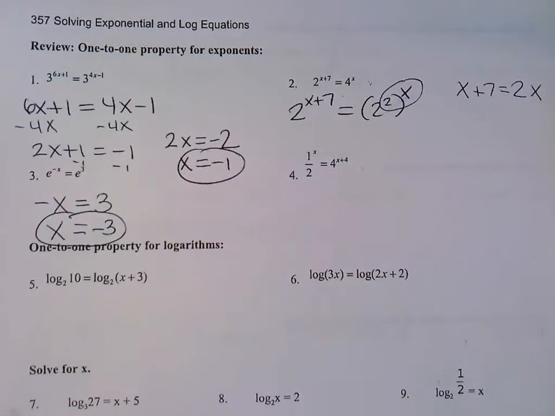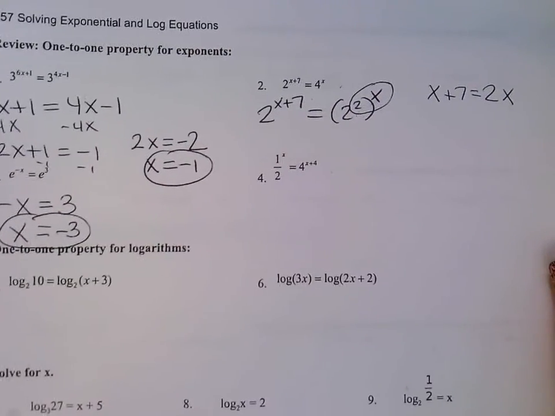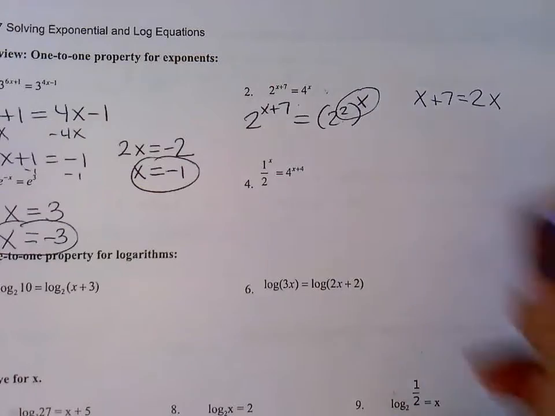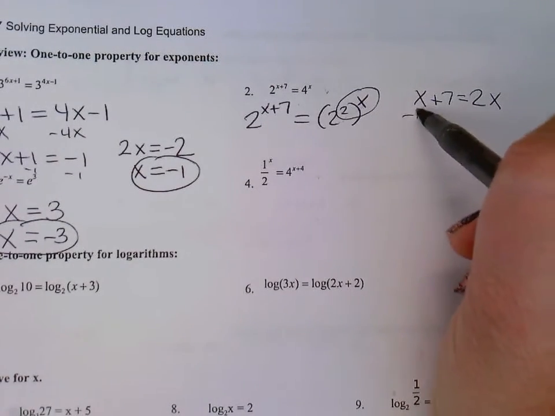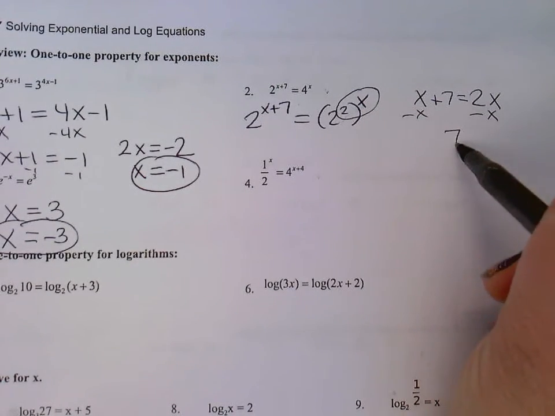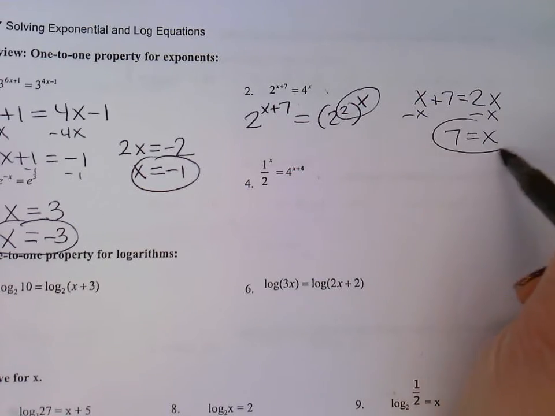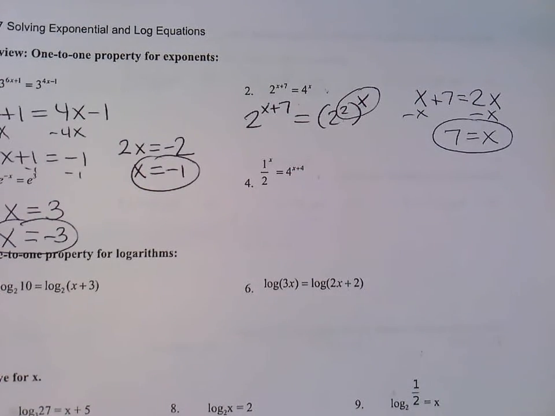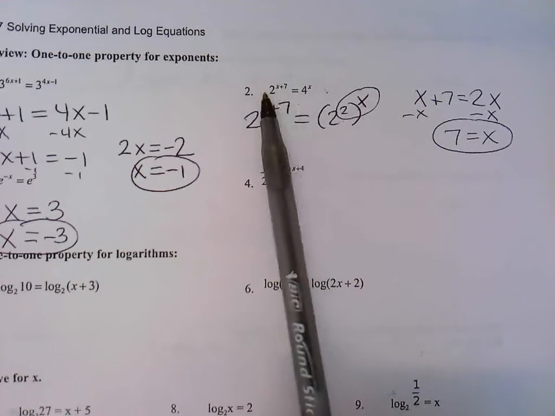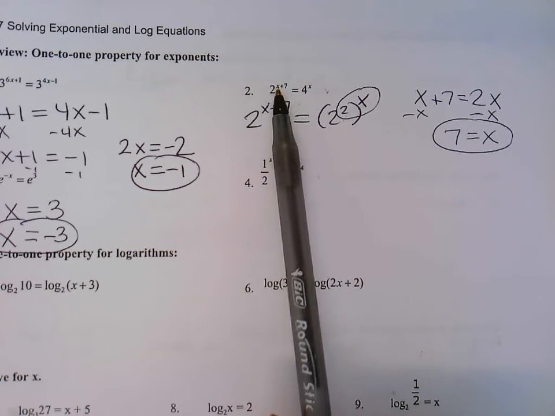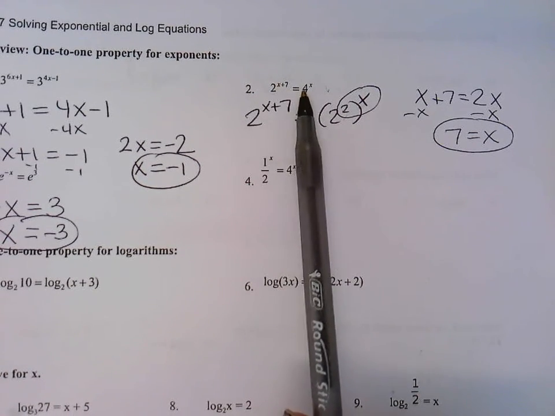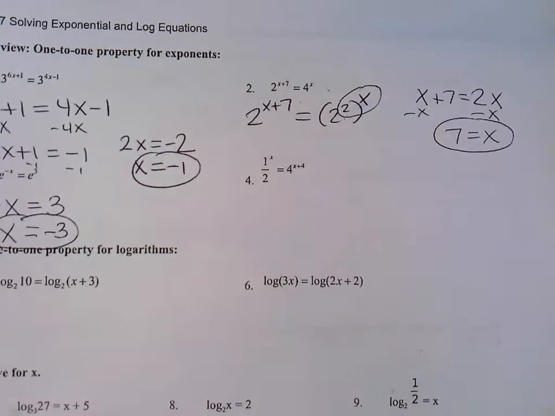So now I can set x plus 7 equal to 2x so that I can solve the final equation. Because the bases are the same, you set the exponents equal. So what happens when you subtract x to the other side? Just 7 equals x. So the answer must be 7. Even though I don't know what 2 to the 14th power is, 2 to the 14th power and 4 to the 7th power on my calculator must come out the same. So if you had a calculator on that section, you could always check that your answer makes sense.